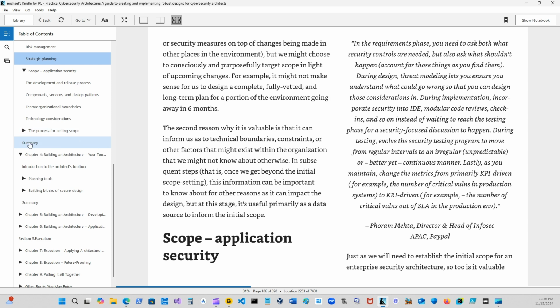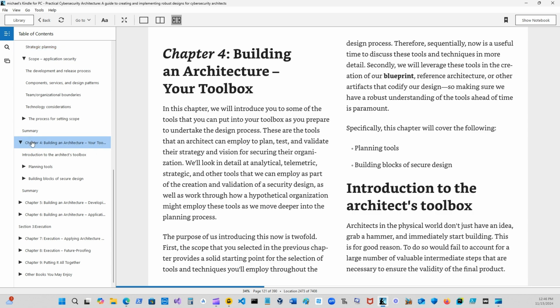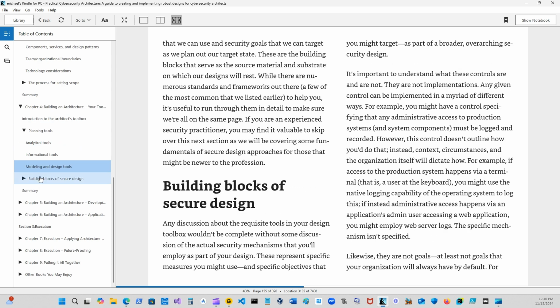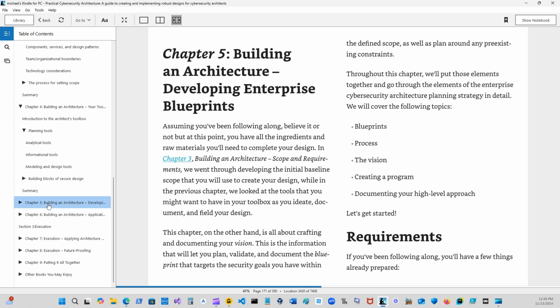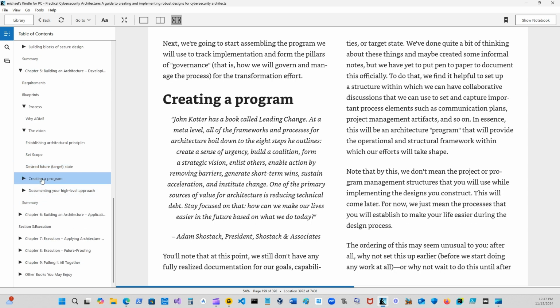But anyways, you gotta Google that or read this book. It's basically what you need first. It's your vision, where you're trying to accomplish all that stuff, right? But this goes into really good detail, and it won't steer you wrong, right? Now it's talking about getting the toolbox, planning tools, building blocks, and then building an architecture, developing enterprise blueprints, the process, the vision. The vision is cool. Creating the program, and I'm just going over the headers, right?